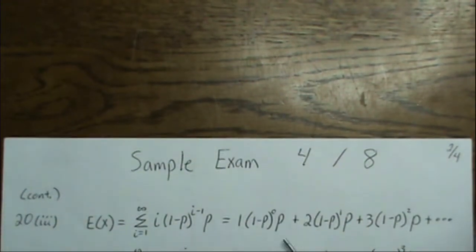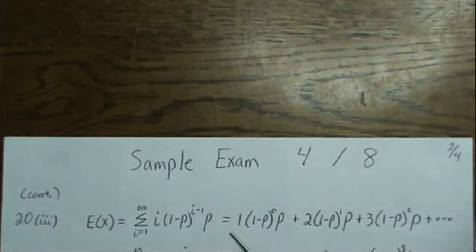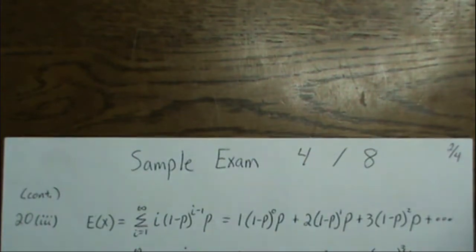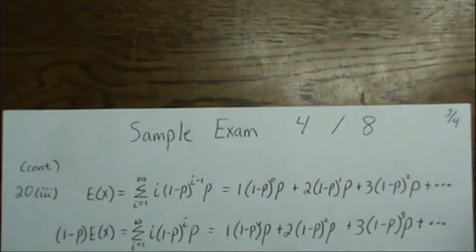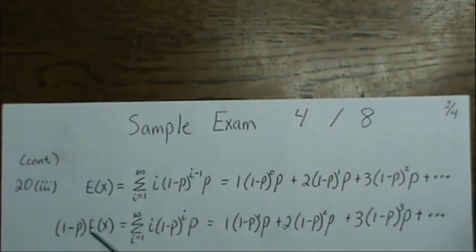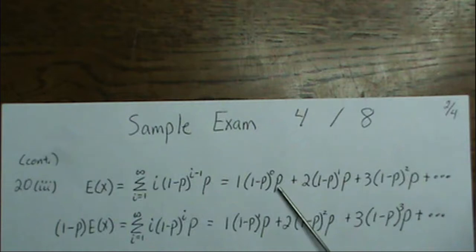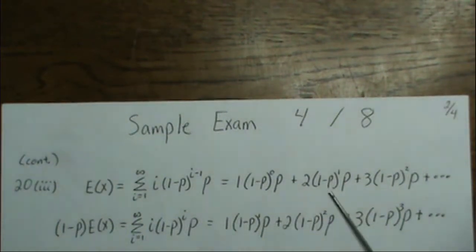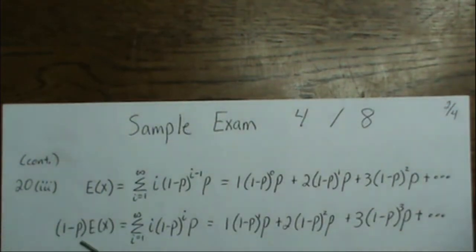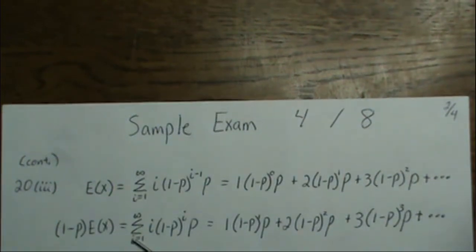Now, if we take this sum, which equals this, and multiply it through by 1 minus p, then we get 1 minus p times the expected value of x. So here, since there's 0, but we're multiplying through by 1 minus p, there's 1. And then we basically increment the exponent by 1 each time, because we multiplied through by 1 minus p.